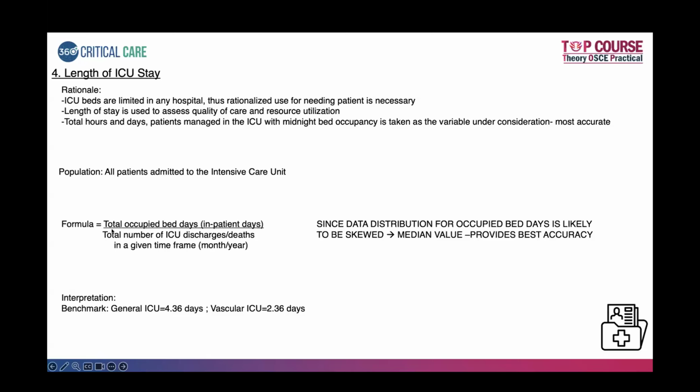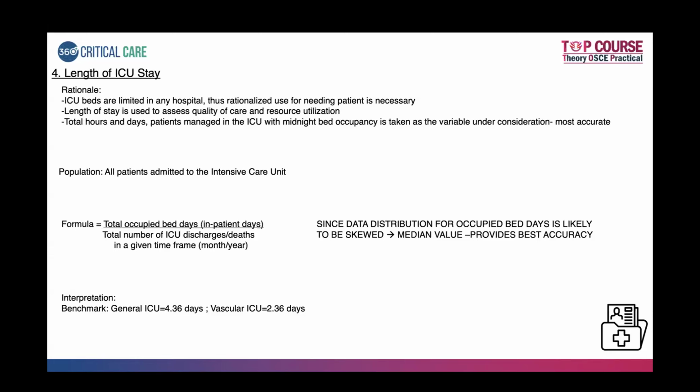For the formula, the numerator is the total occupied bed days. That is the number of beds occupied at that point of time, calculated for the whole month. If there are 10 patients on a particular day, on another day 14 patients, on another day 12 patients, usually the mean is calculated and multiplied by 30 or 31 days. The denominator is the number of ICU deaths or discharges in a given time frame. We usually take it over a month, because the mortality meet or monthly audit comes every month.